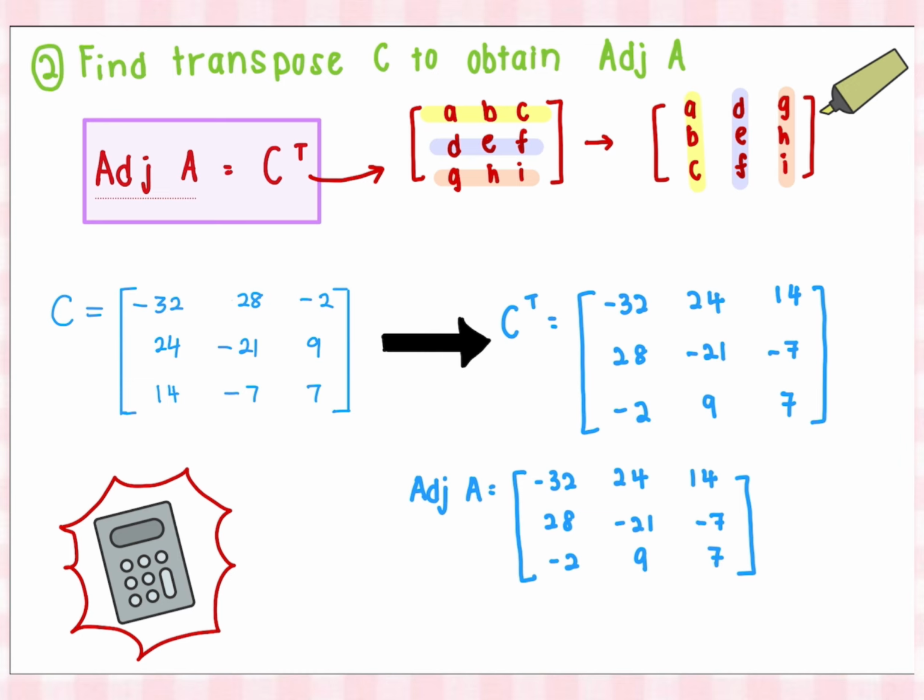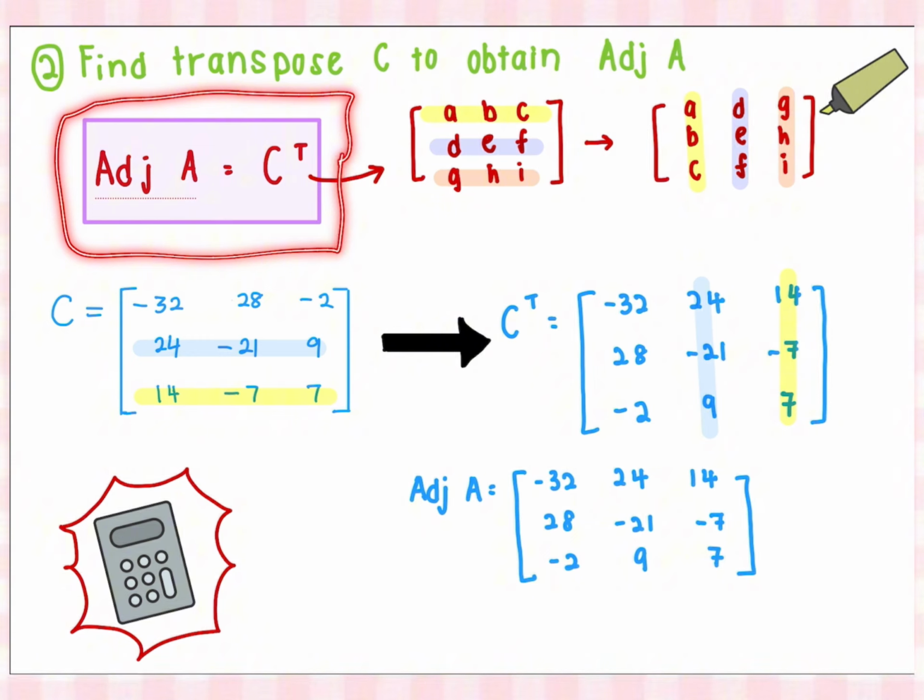While for our second row of the matrix, 24, -21, and 9 will be the second column of the transpose. And for our last row of the cofactor will be the last column of the transpose, which is 14, -7, and 7. Thus, from the first formula that I have mentioned before, adjoint A equals C transpose.